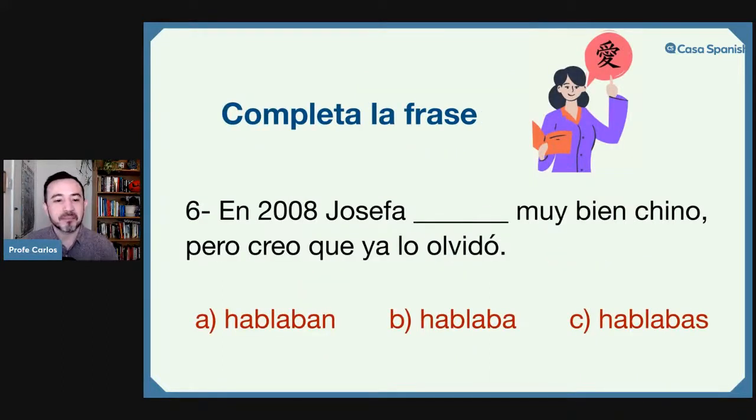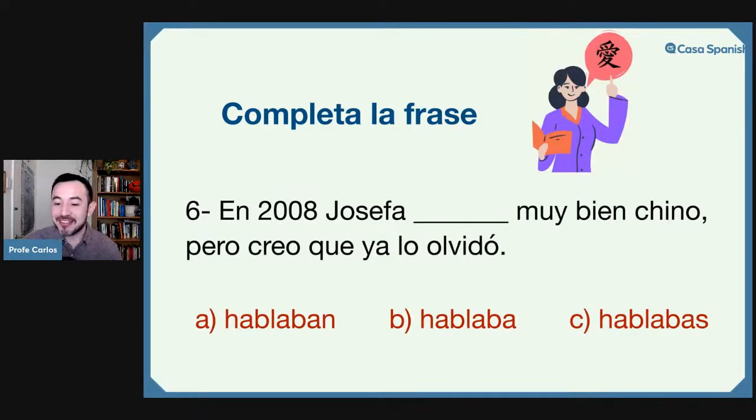Completa la frase. En 2008, Josefa, muy bien chino, pero creo que ya lo olvidó. Three options. Hablaban, hablaba, hablabas.